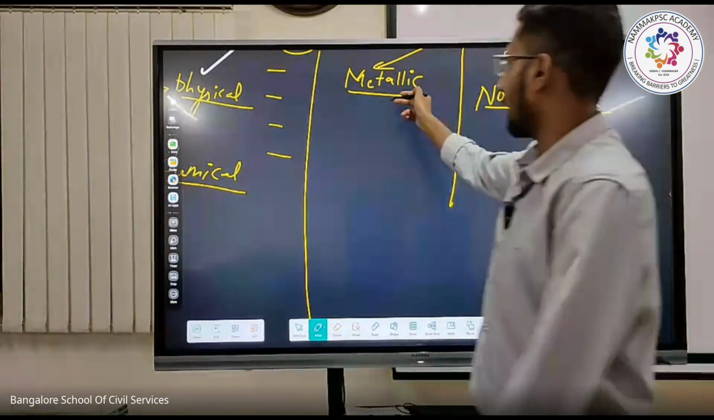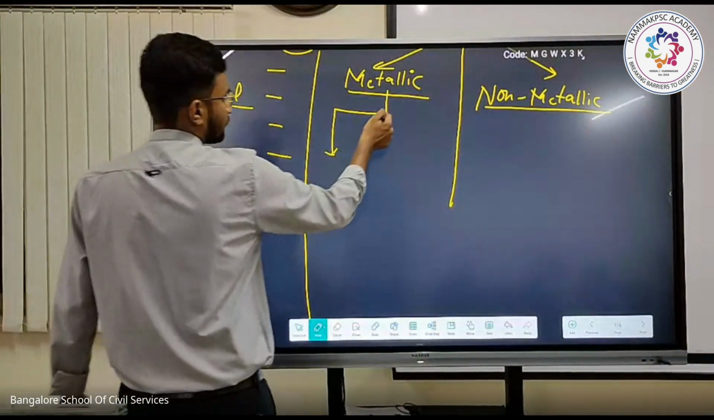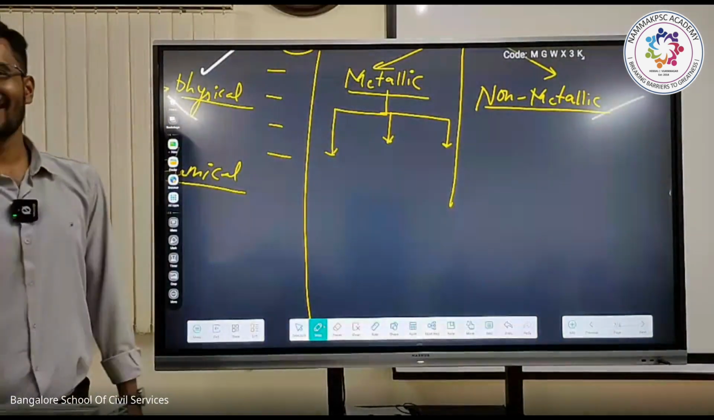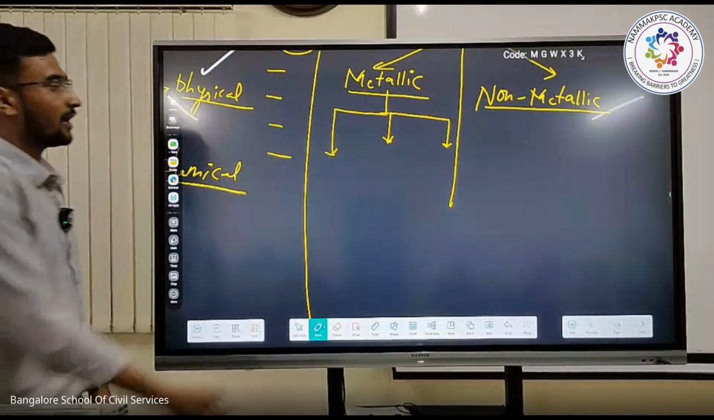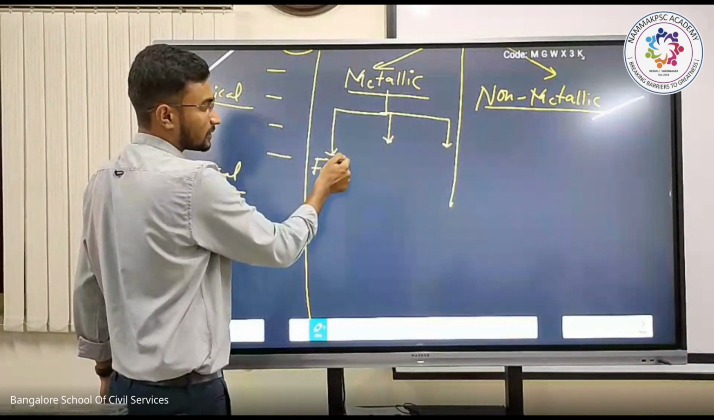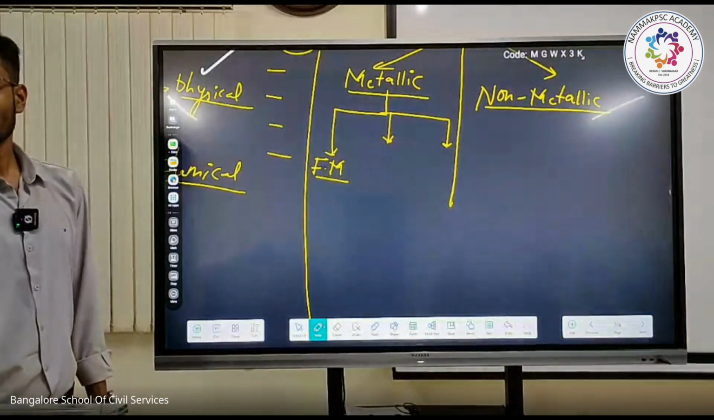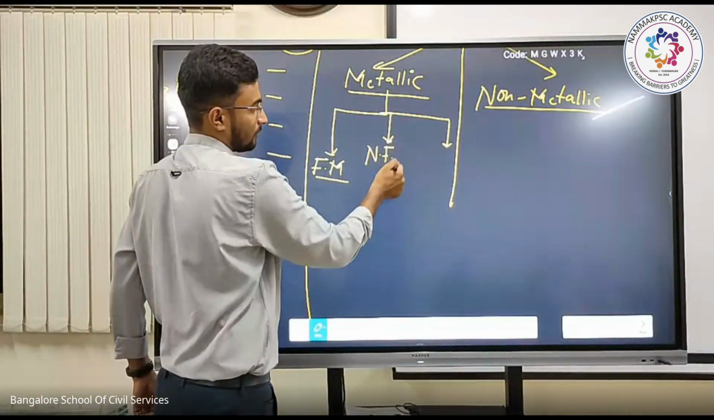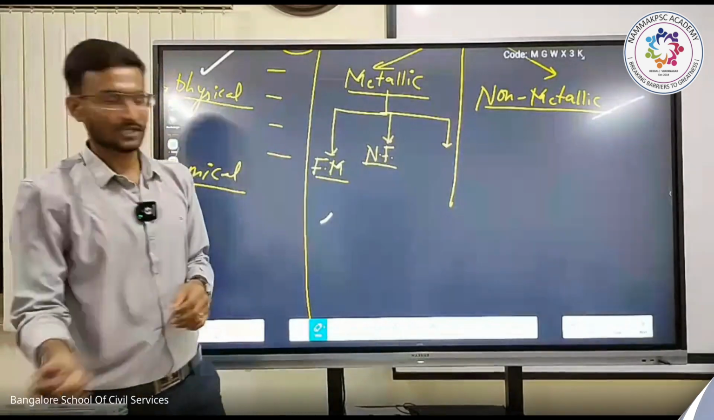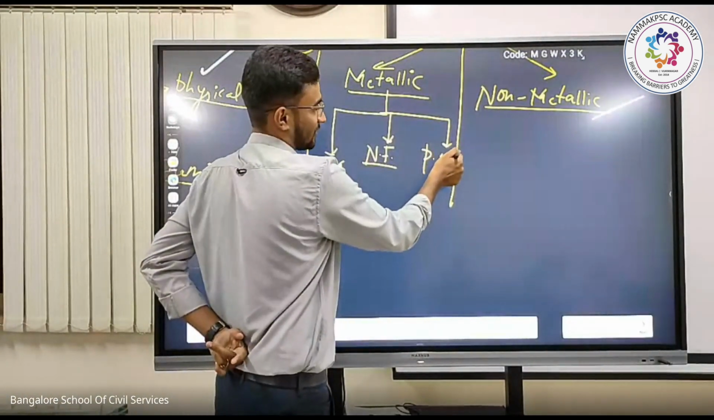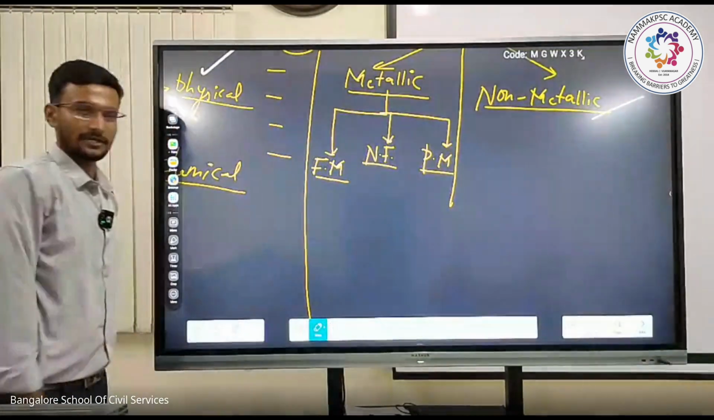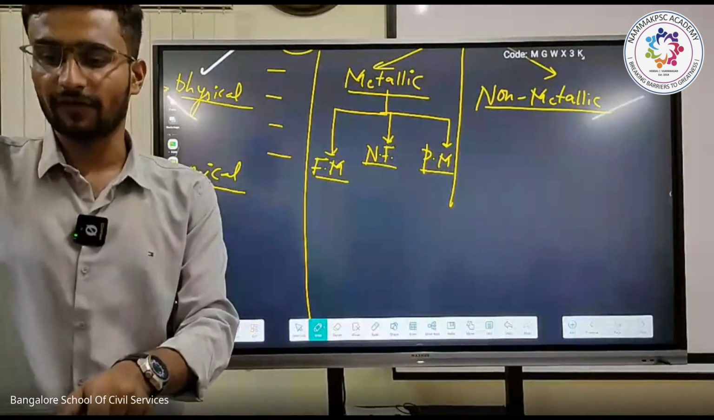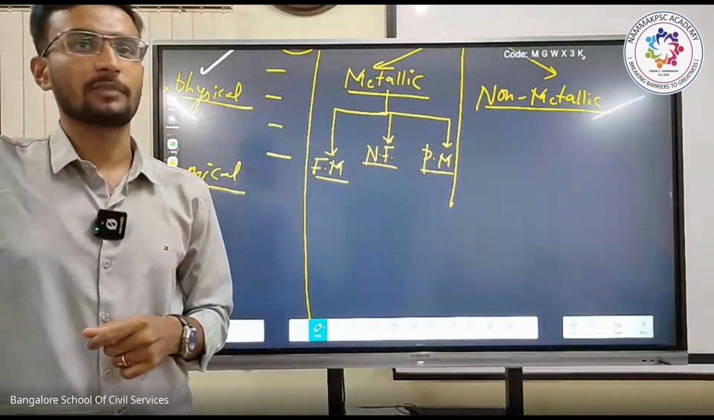And this metallic one is classified into three things: the ferrous metals, the non-ferrous metals, and the precious metals.